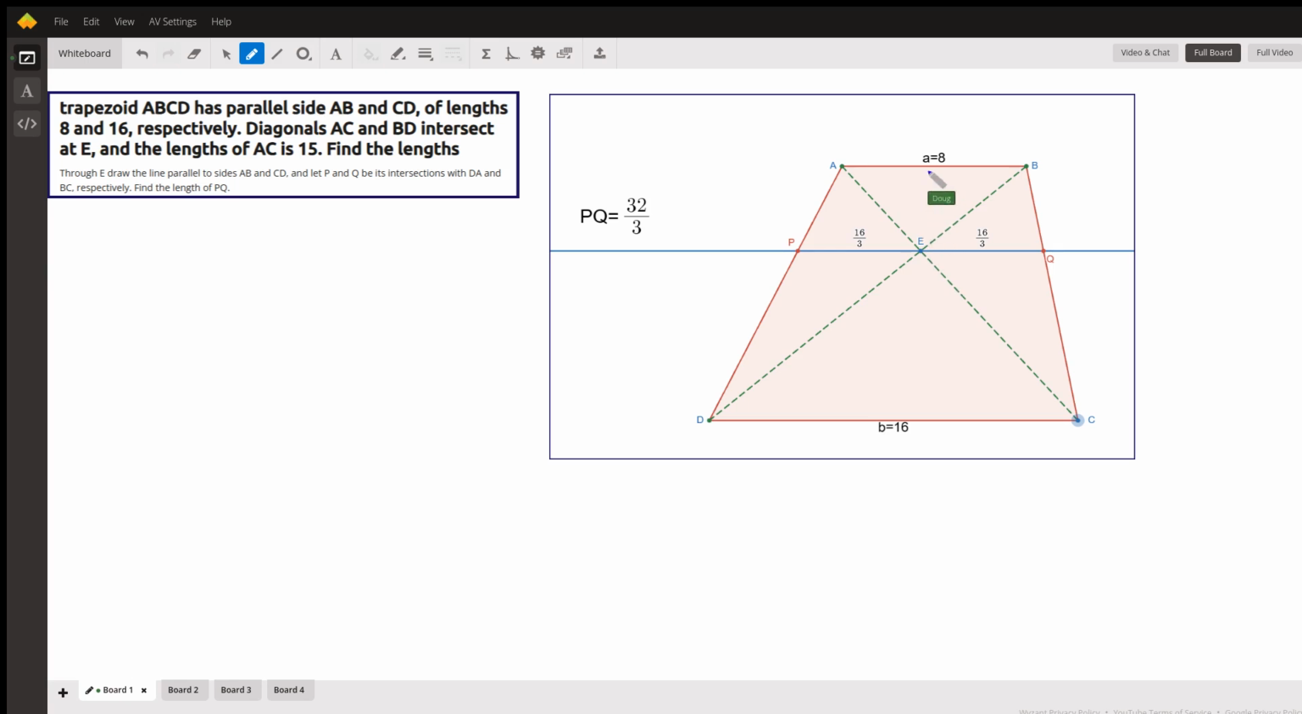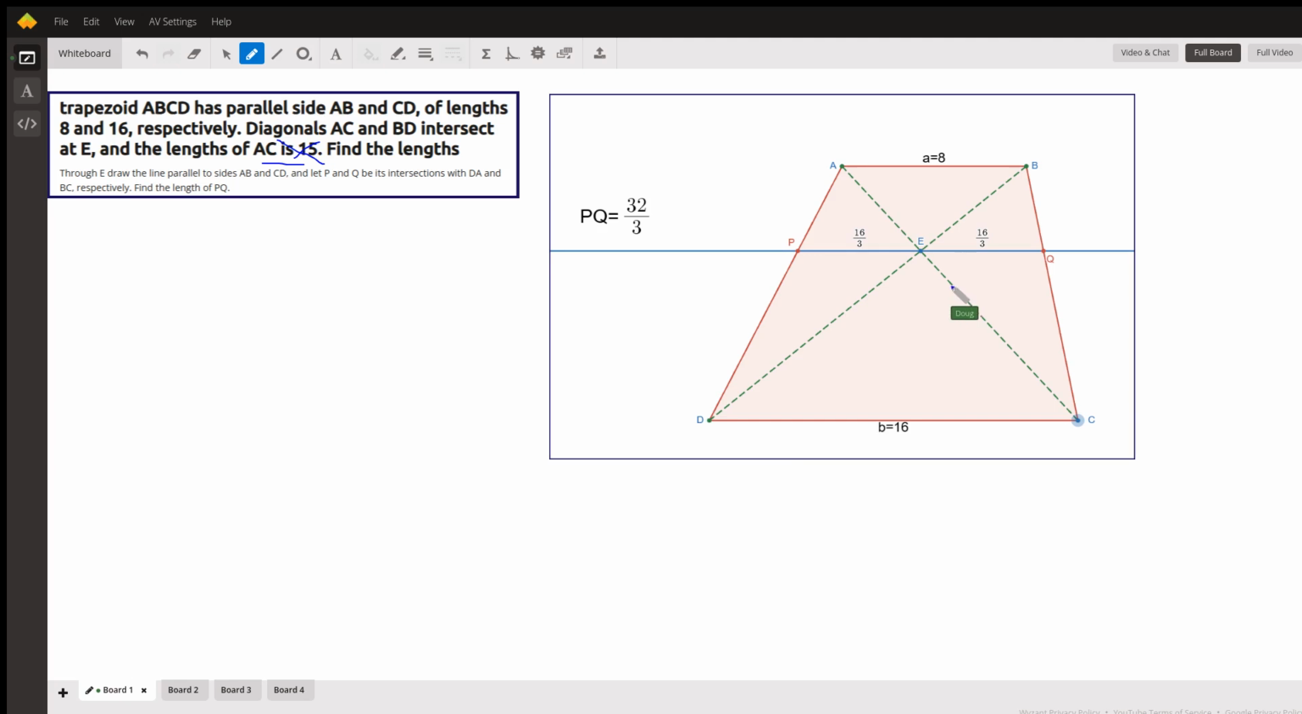the two bases. And we'd like to say, is there a way to find the length of segment PQ, where P and Q are the points of intersection of the two non-parallel sides? The posted problem gives us the distance from A to C is 15, but it turns out you don't need to know that in order to solve this problem.